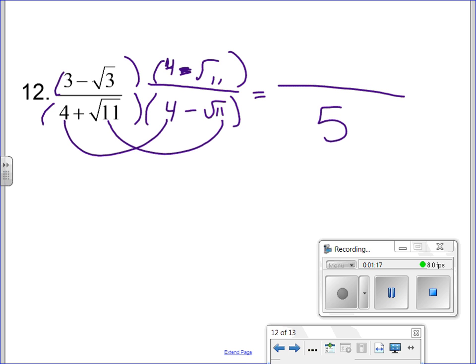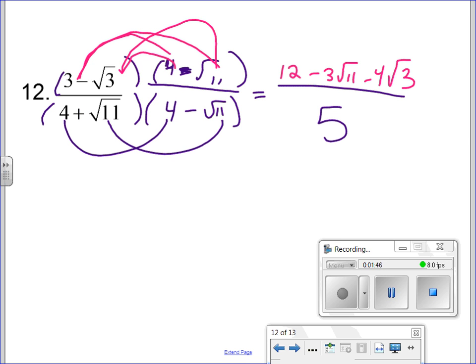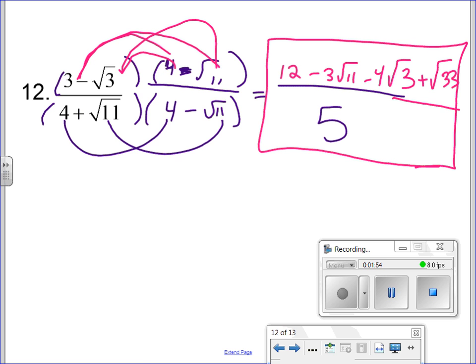Now we need to work on our numerator. Unfortunately, there's no shortcuts. We have to do the whole entire FOIL process. So all 4 matchups. 3 times 4 would be a 12. 3 times a negative radical 11 is negative 3 radical 11. A positive 4 with a negative radical 3 is negative 4 radical 3. And then our last matchup, negative radical 3 with negative radical 11, is positive radical 33. There are not any like terms in that final answer, so all 4 of those terms have to stay.